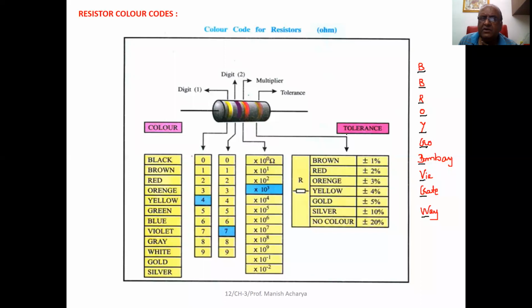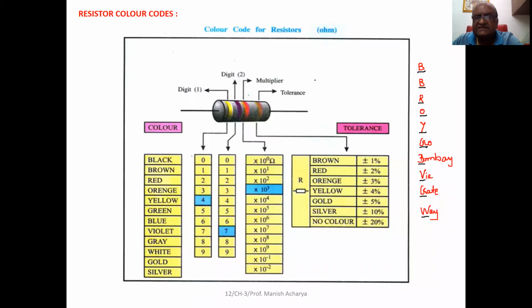Now, to remember this color code, suppose we make a sentence like this: BB Roy go Bombay via Gateway. Black, brown, red, orange, yellow, green, blue, violet, gray, white. Easily you can remember this. Clear?